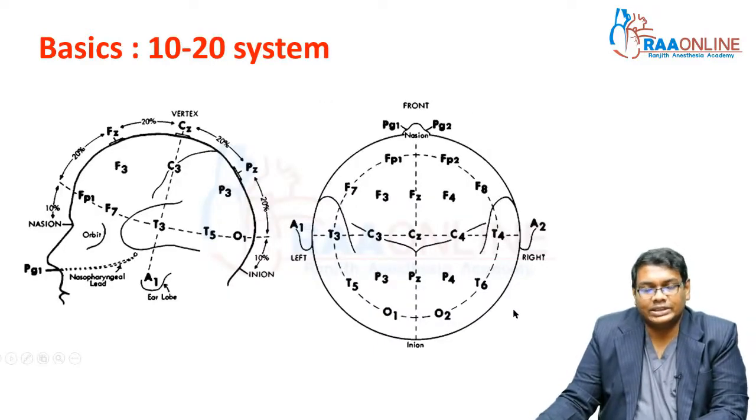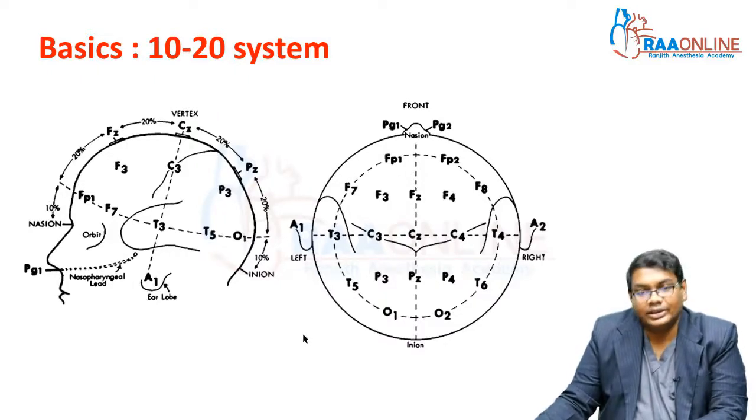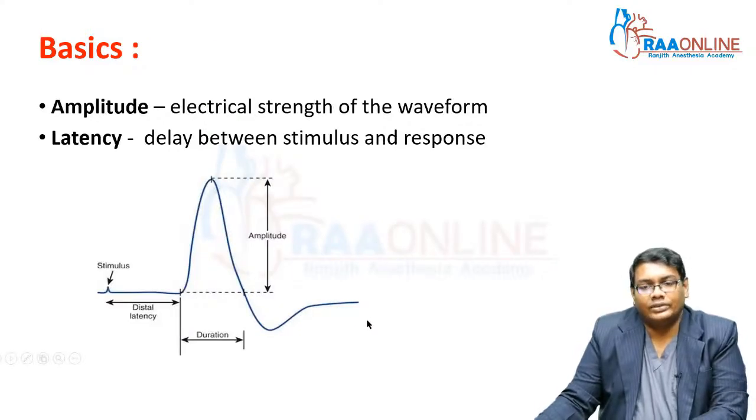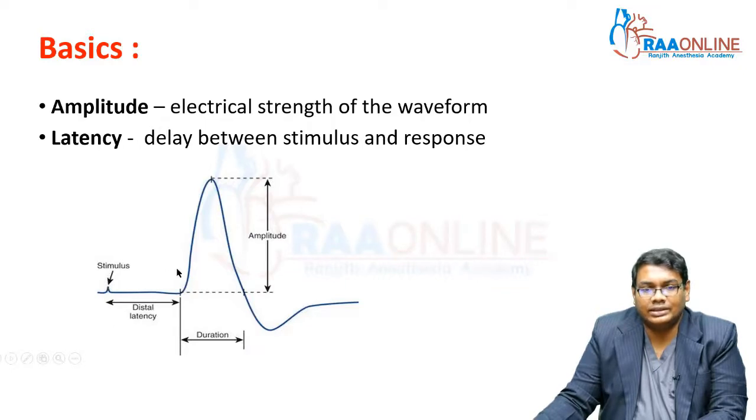And the electrode placement on the scalp is based on the 10-20 system. I am not going into the detail now. Every electrode is placed from the other electrodes at a 20% or 10% distance. This is to maintain uniformity in all monitoring centers. Then we will discuss the amplitude and latency. The amplitude is the electrical strength of the waveform, and latency is the delay between the stimulus and the response.